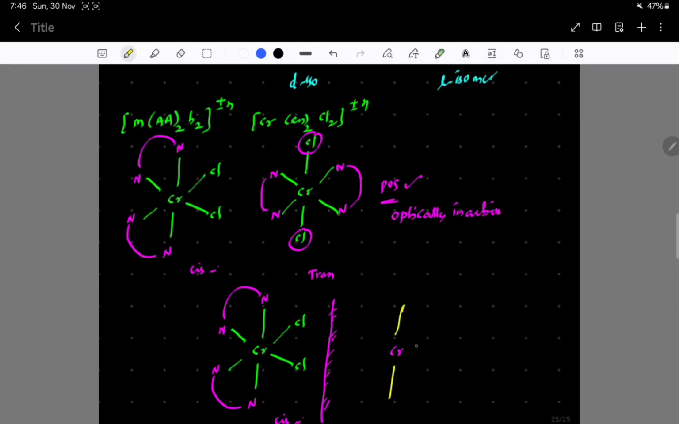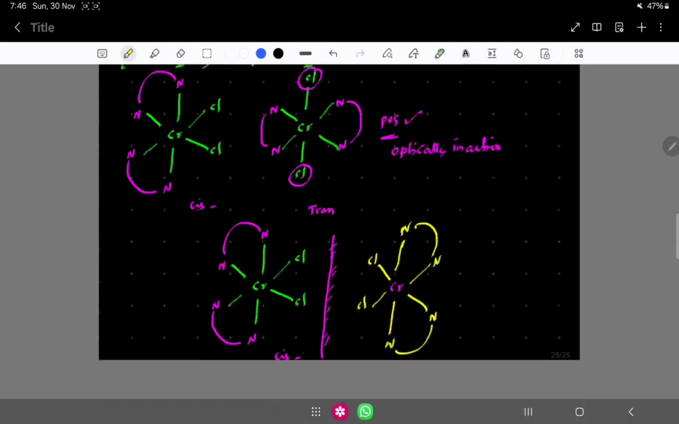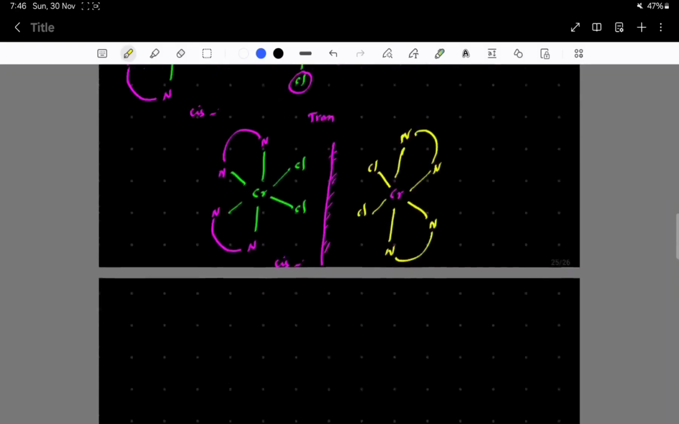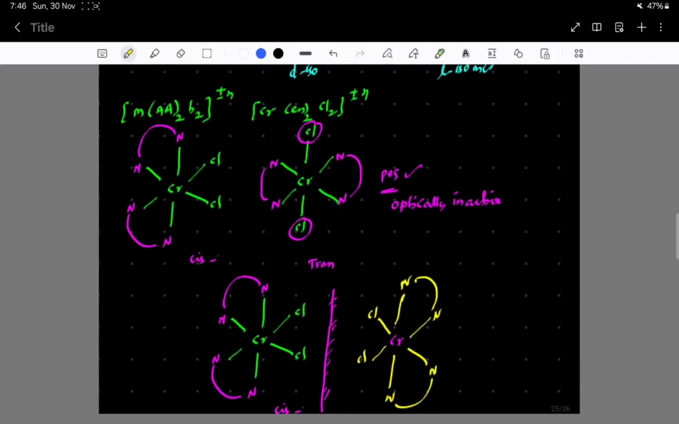Now look at, student, here I am taking its mirror image. Now this is N, this is N, this is N, this is N. These will be mirror images of each other, student. Now tell me, student, how many possible isomers are there? Cis is present, trans is present, two geometrical isomers are present, that is 100% accepted.